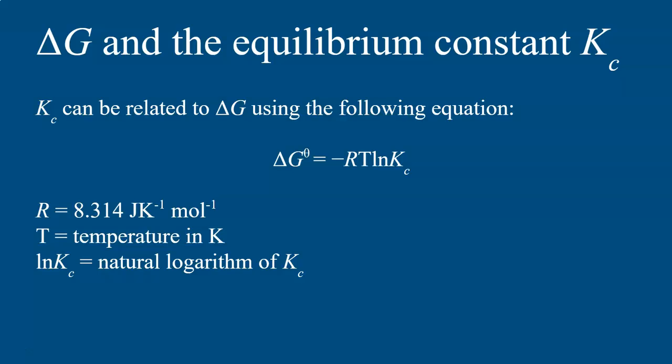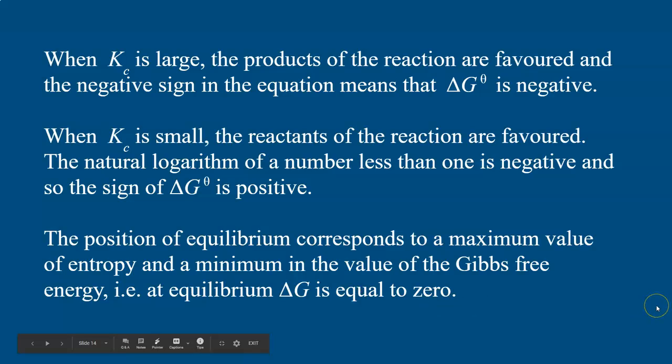Okay, R you're familiar with. T will be the temperature in kelvins, which if we're talking about standard conditions, which we usually are here, is 298 K. We've seen something like these statements before. When Kc is large, delta G is going to be negative, and when Kc is small, the reactants are favoured. The natural log is less than 1, and so delta G will be positive.